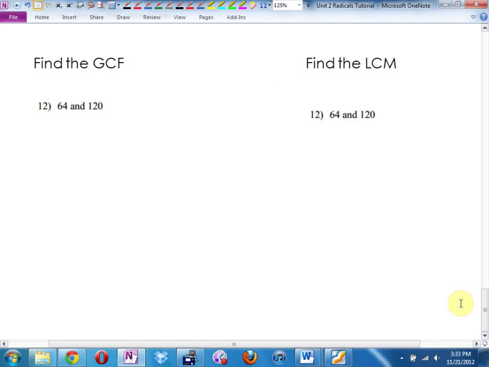I want to write 64 as what times what times what times, and I want to write 120 as what times what times what times. That you need to know how to do for the test. Do you want me to do that, or are you okay on a factor tree? Does anybody want me to do the factor tree? Okay. Here's 64. What goes into 64?